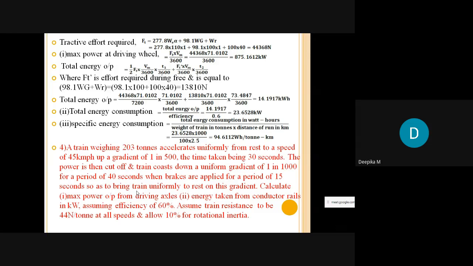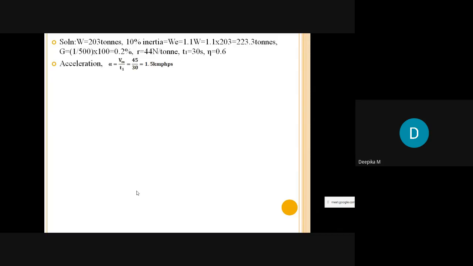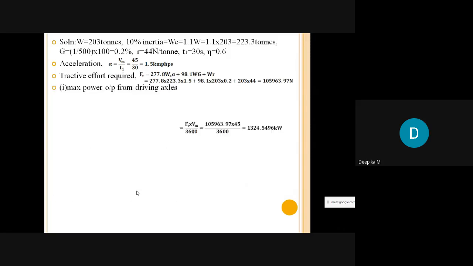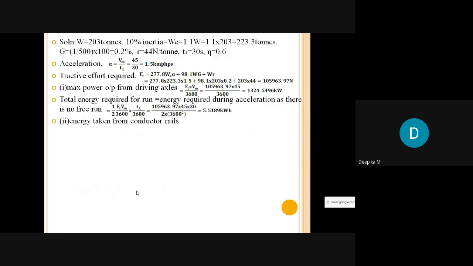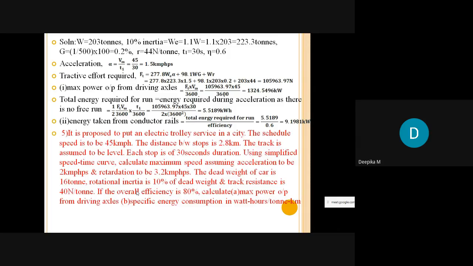Next we have the other problem. The other problem is also solved in a similar way, so you can refer to the PPT and easily understand. Again, we have used the same formulas. Next we will discuss the fifth problem.